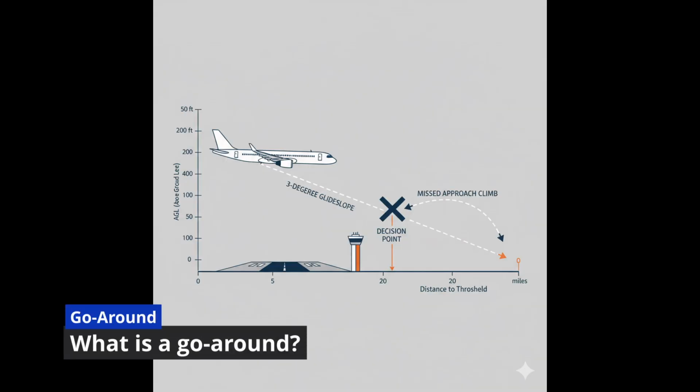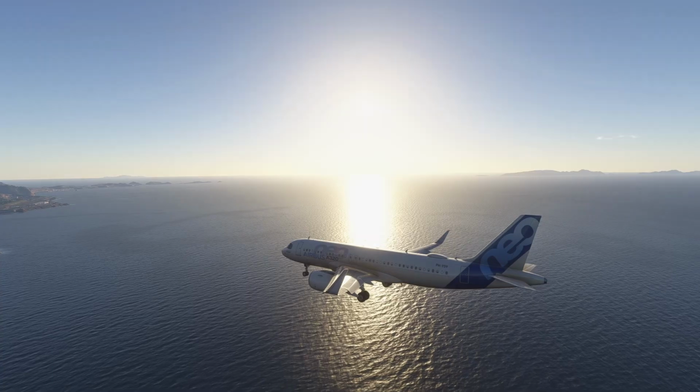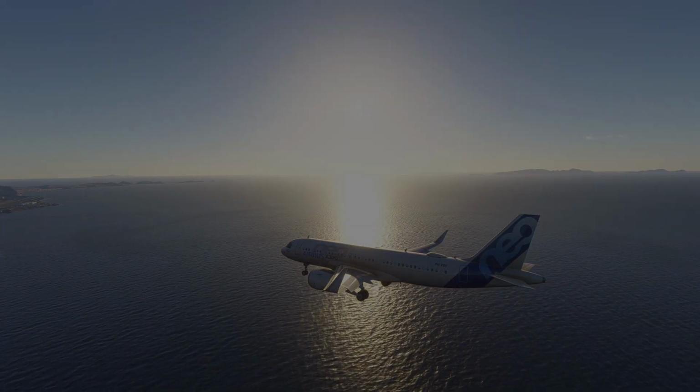A go-around is the transition from an approach to a climb when a landing cannot be safely completed. It is not a failure, it's a standard maneuver. Think of it as a do-over. The procedure follows the golden rule of aviation.